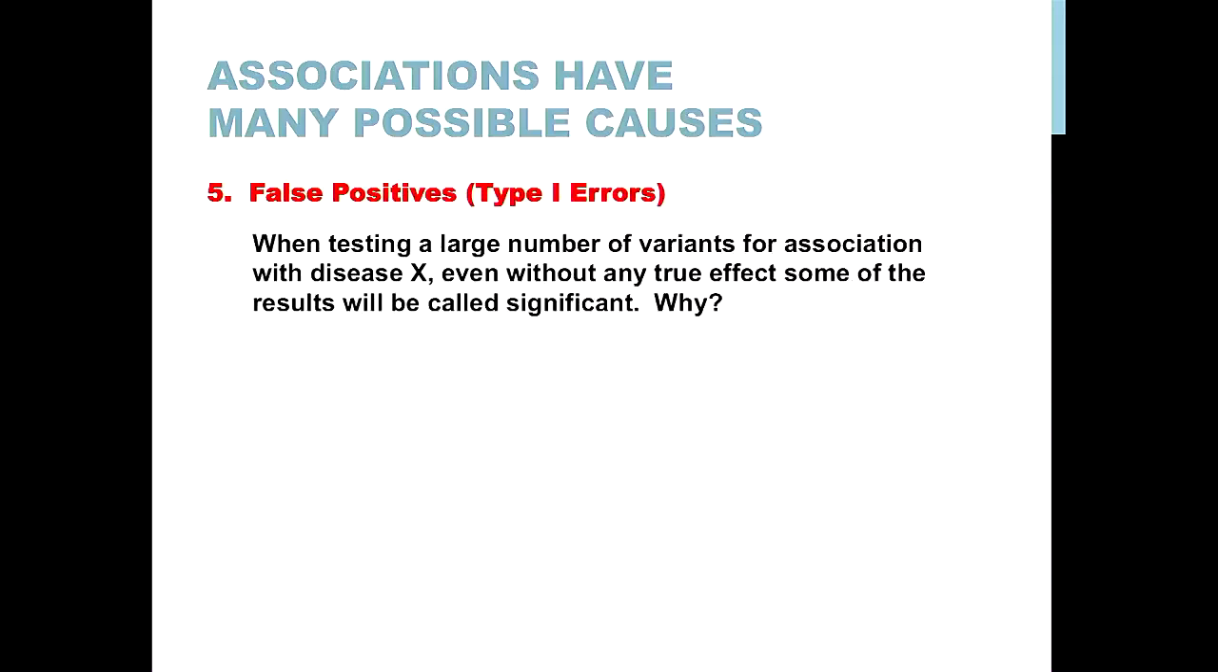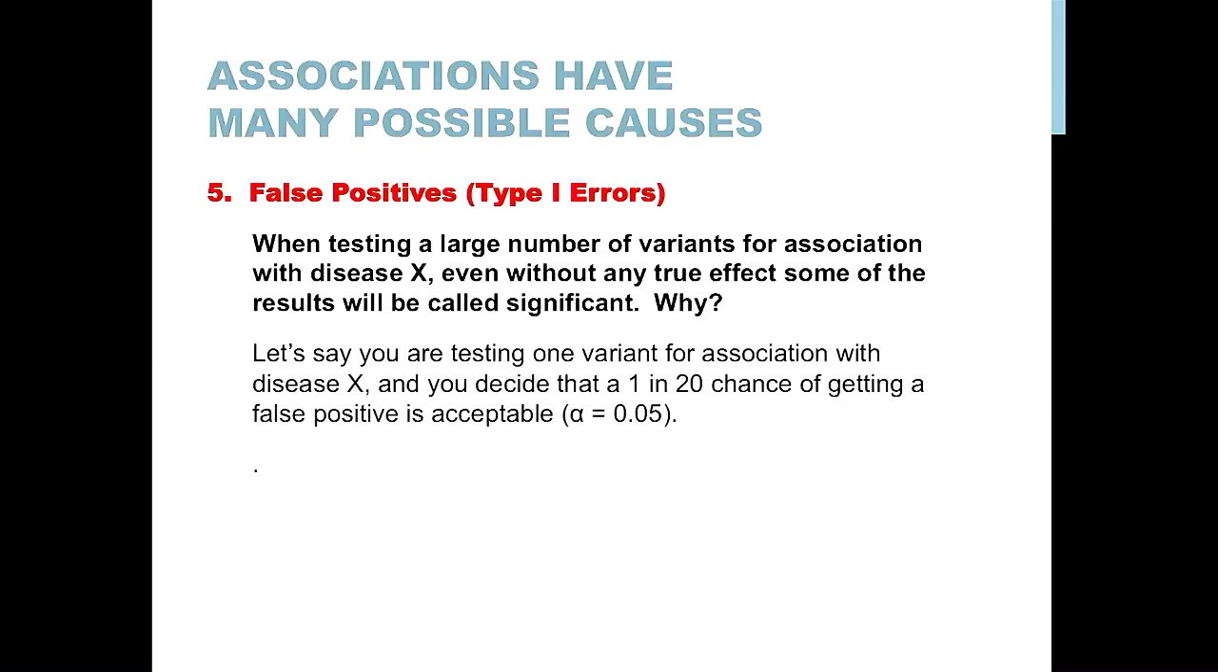Okay, and then the last cause of associations that I want to talk about today is false positives. I know it's kind of boring, but I hope it's obvious to you that when testing a large number of variants for association with disease X, even without any true effects, some of the results will be called significant. I'm going to give a quick example of how extreme this can be, especially in genome-wide association studies.